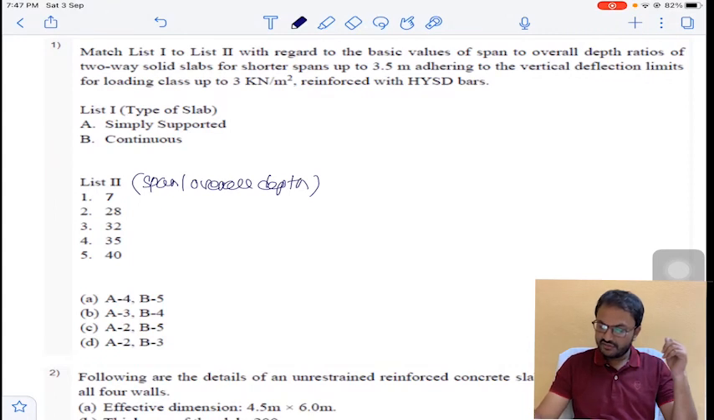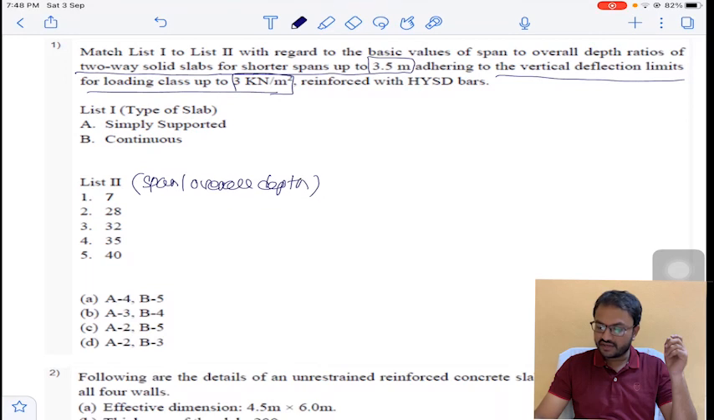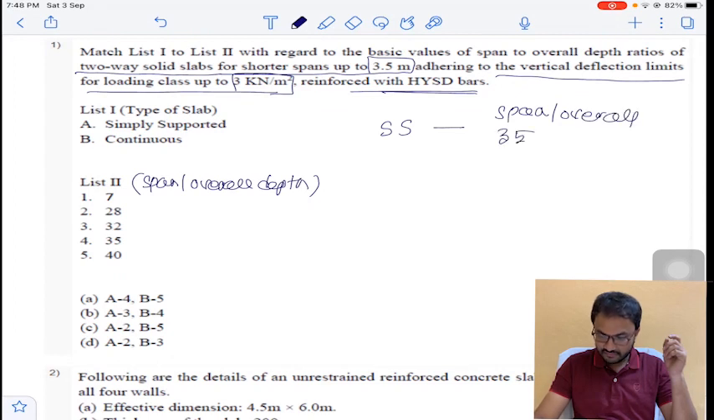Okay. So now he has given the data: two-way slab, solid slab for shorter spans up to 3.5 meters. So the shorter span maximum limit is 3.5 meters, adhering to vertical deflection limits for loading class up to 3 kN per meter square, reinforced with HYSD bars. So for all these conditions, if it is a simply supported slab, the span to overall depth ratio is 35. If it is a continuous slab, this ratio will become 40. So this will be applicable only for Fe 250.